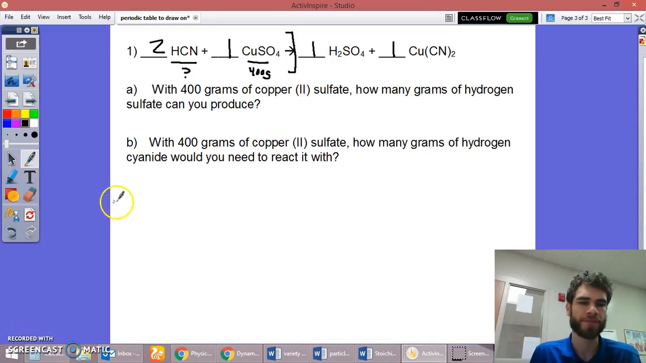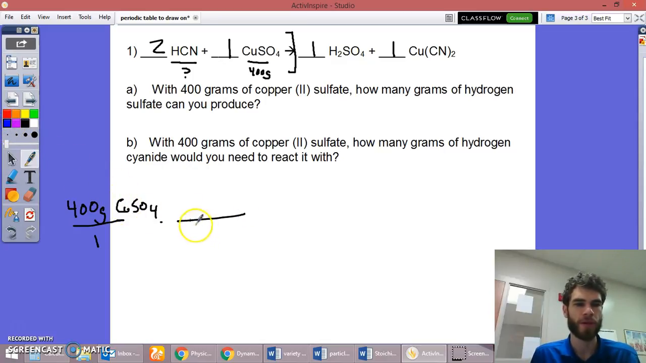Okay, just like before, I'm going to start on the left a little bit more so I have some more room this time. You write what you're given: 400 grams of copper 2 sulfate. Put it over 1. Build your fraction. Here, just like before, whatever's on top here, we put on the bottom of the next fraction. So we've got grams of copper 2 sulfate. Now, where are you going to go from grams of copper 2 sulfate? You're going to go to moles of copper 2 sulfate.